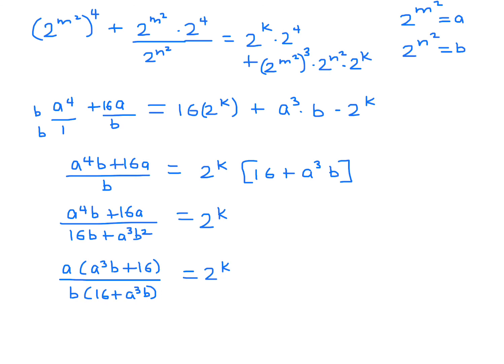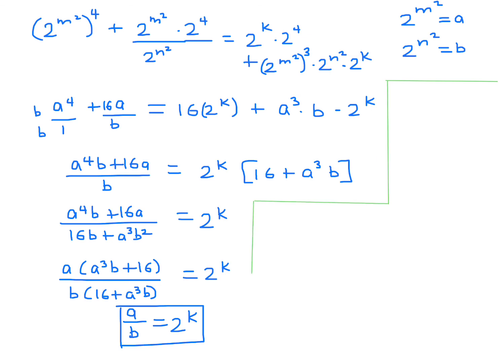16 plus a to the power of 3 times b, 6a to the power of 3b plus 16. Okay, great. So all we're left with is just a over b is 2 to the power of k. So it turns out to have a very nice, simple result at the end. And that's very, very helpful. Now let's see what we can do with that.